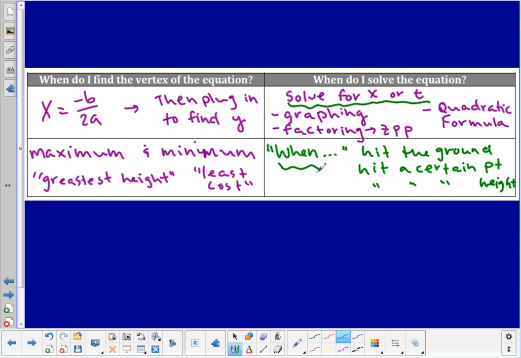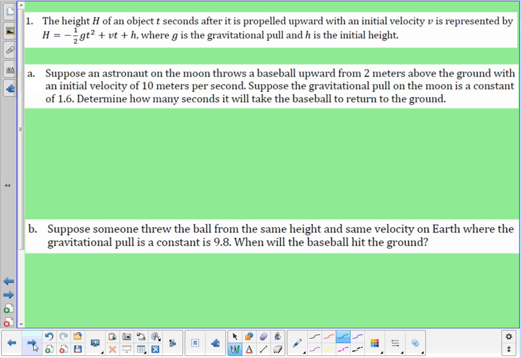So that phrase when, or something that refers to how many seconds, is going to be a big indicator of us needing to solve. So let's just practice determining these two and actually using some of these things. In number one, it says the height h of an object t seconds after it is propelled upward with an initial velocity of v is represented by that equation, where g is the gravitational pull and h is the initial height. So suppose an astronaut is up on the moon and they throw a baseball from 2 meters above the ground with an initial velocity of 10 meters per second. Suppose the gravitational pull on the moon is a constant of 1.6. How many seconds will it take for the baseball to return to the ground?